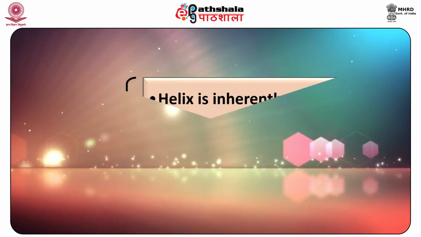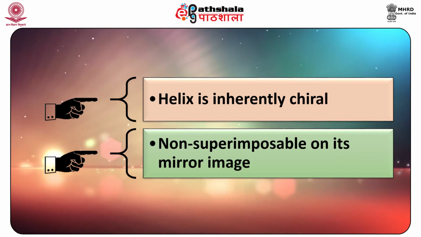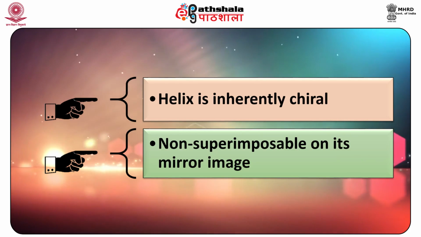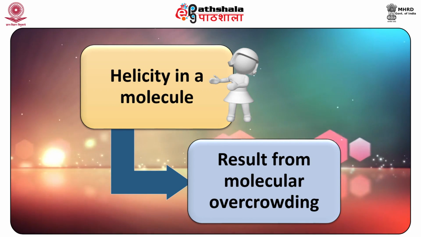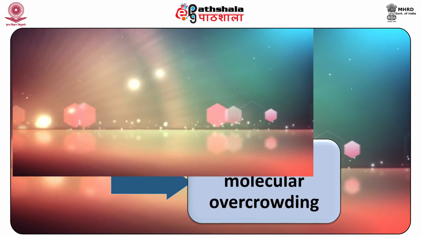To summarize, a special case of chirality axis appears in the molecules with a helical shape. A helix is inherently chiral and is non-superimposable on its mirror image. Helices are chiral objects that look like screws and can therefore be right or left-handed respectively. Helicity in a molecule may also result from molecular overcrowding. This is manifested in molecules such as helicenes, benzphenanthrenes and even phenanthrenes.